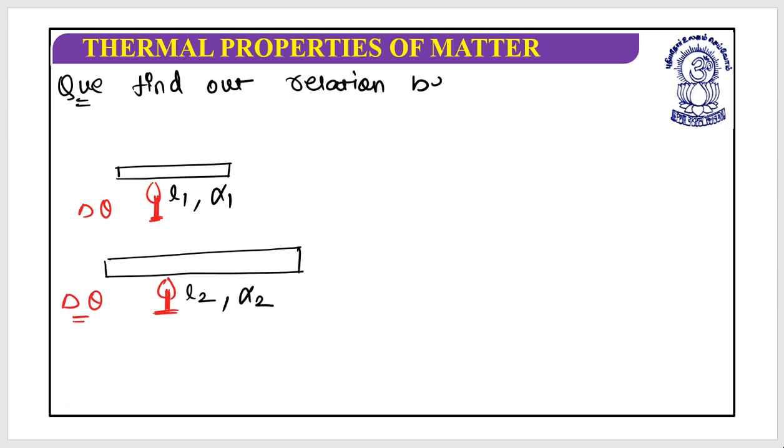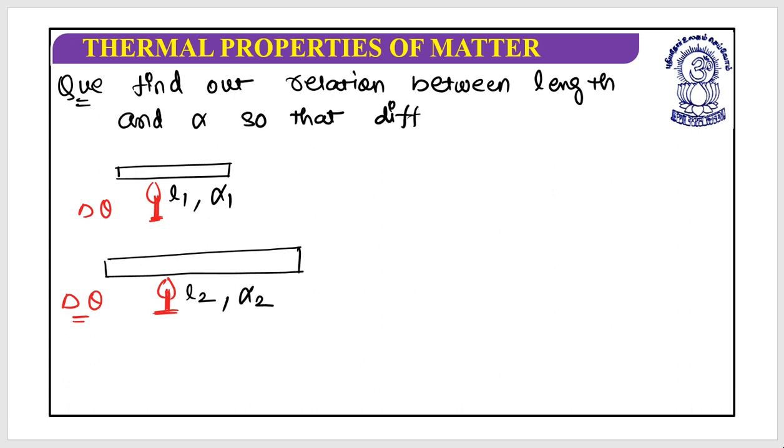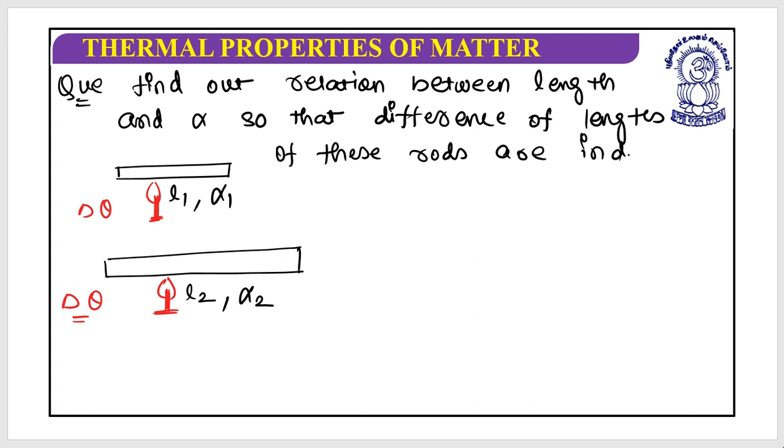We need to find a relation between the length and alpha so that the difference of lengths of these rods is independent of temperature.